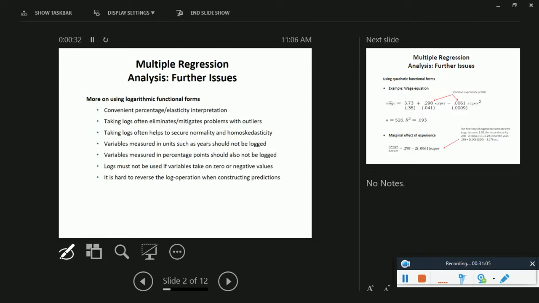So here, why do we use the logarithmic form? What's another advantage of using a logarithmic form? It's easier, it's convenient, and we can get the elasticities directly if both of them are in log form, right? So that's one of the advantages. As economists, we always like to calculate elasticities, right? So again, taking logs often eliminates the problems with the outliers, right?